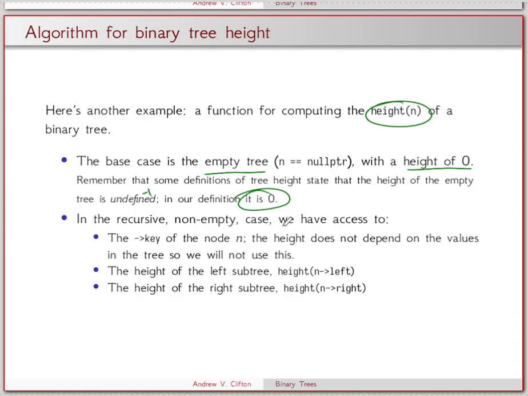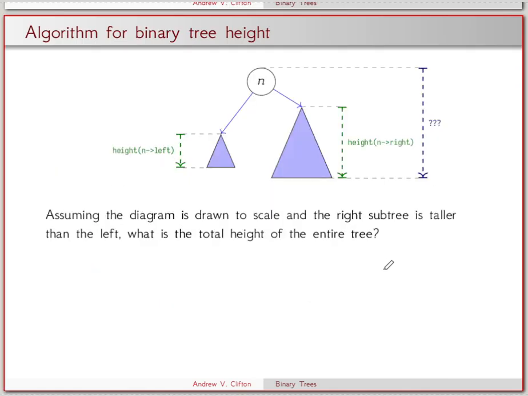In the recursive case, what do we have? What do we have available to us to use? We have the key of the node, but the height doesn't depend on the keys, so that's not something we need. We already know the height of the left subtree. We can get that by magic. And likewise, the height of the right subtree. That's just given to us.